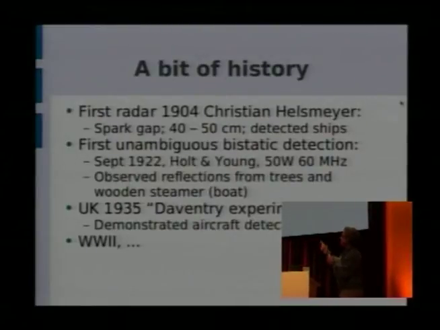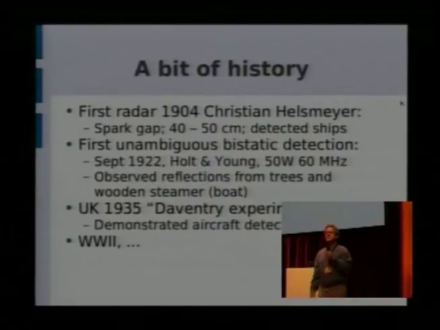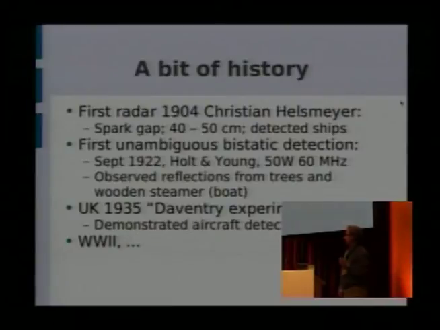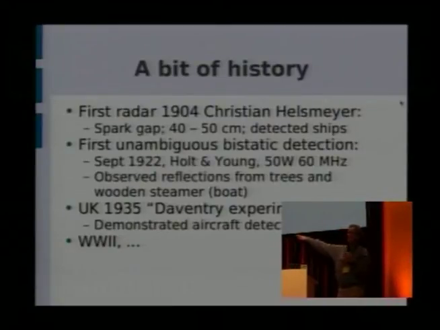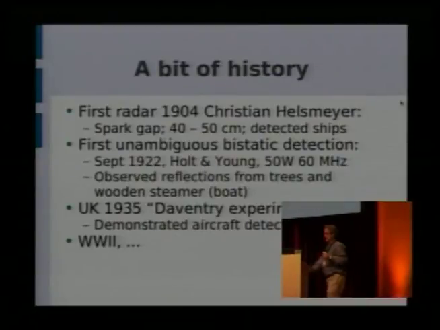And then in the UK, in 1935, they actually set out and said, yes, we think we can detect aircraft, and they ran an experiment and could do it. The stuff really heated up in World War II, kind of like all sides in that were building radar systems or attacking other people's radar systems, and that's kind of where it really geared up.